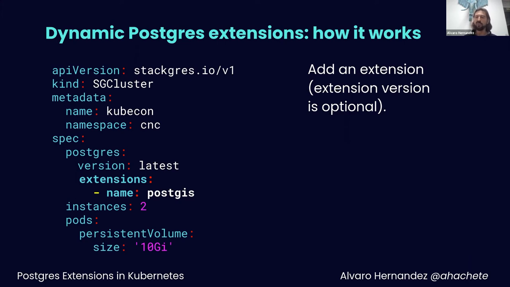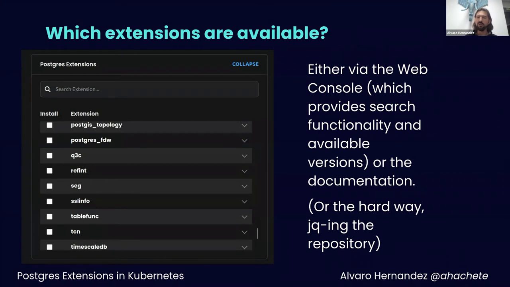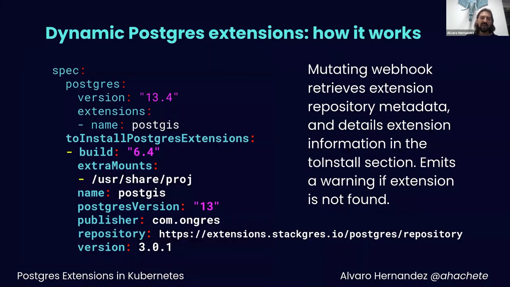Now, how do we know which extensions are available, their names or their versions? Well, there are three ways you can do this. You can either go to the Postgres web console, which allows you to search for extensions, provides descriptions, and lets you see their available versions. You can also check the documentation, or if you want to go the hard way, you can use jq to parse the repository metadata, right? So let's go back to the extension.